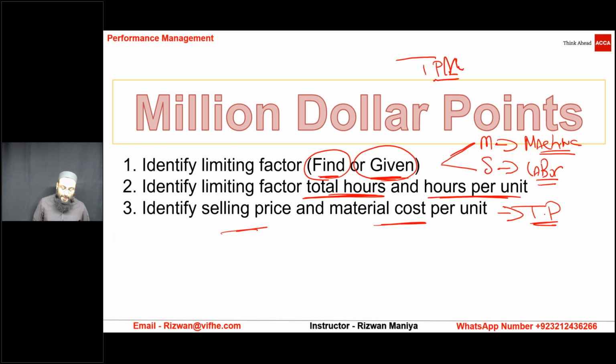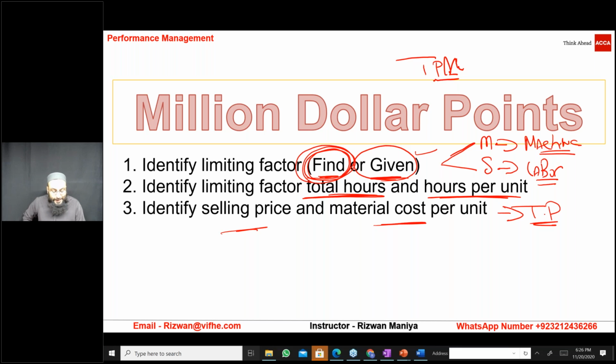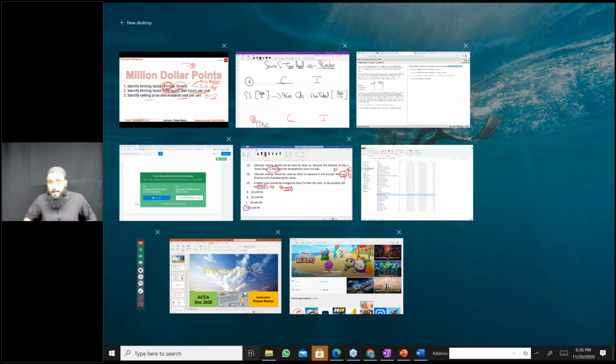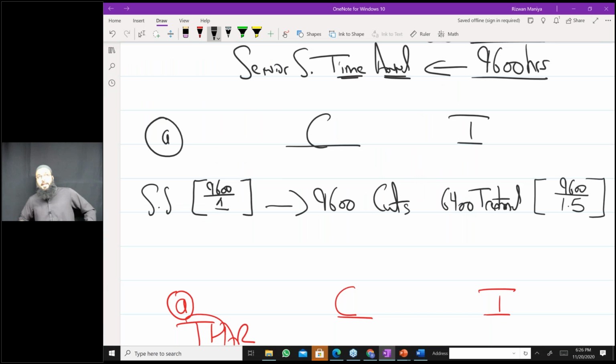And this is the case where you were given, but just in case you are not given, then you have to find that out. So this question is asking us, if we increase the senior stylist, who will now be the limiting factor? In short, it is asking us to find out whether it will remain the limiting factor or it will change. In short, it is asking us to find out the limiting factor.